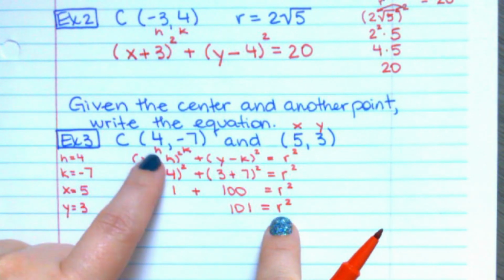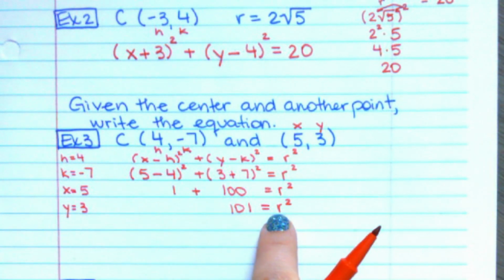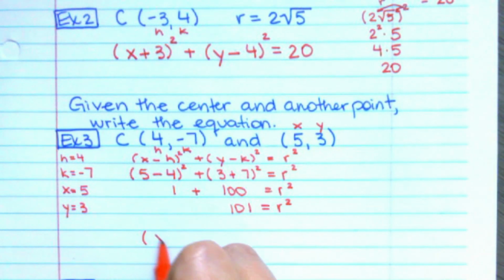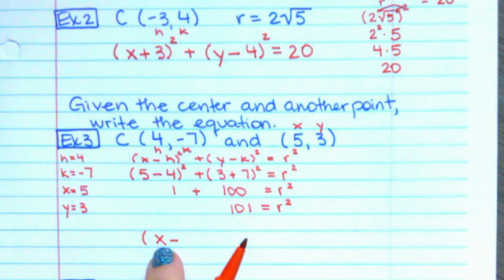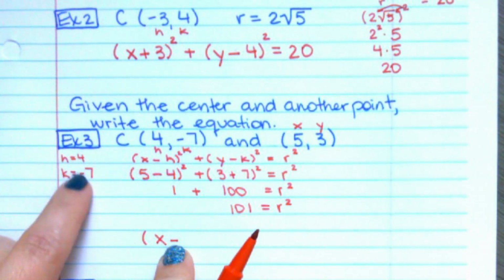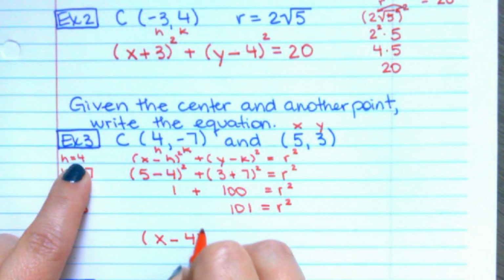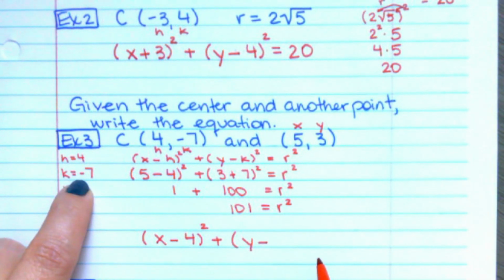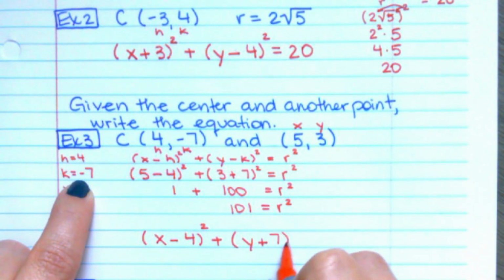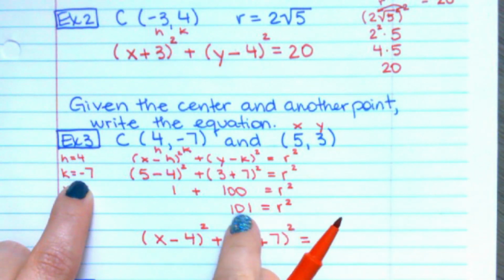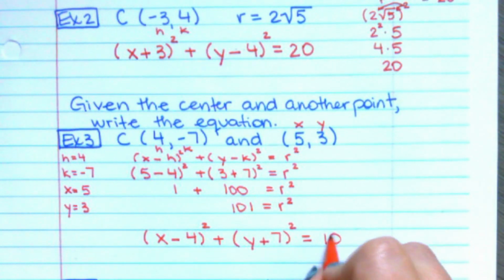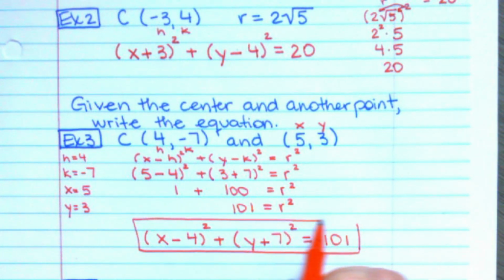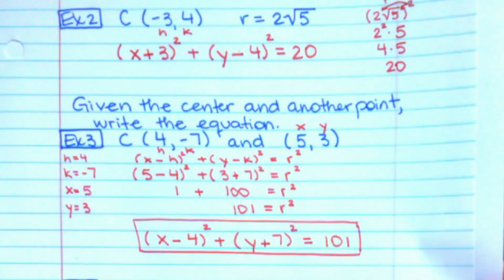Okay, now I have everything I need. I have H, K, and R squared for me to write my equation of the circle. So X minus H is 4, squared, plus Y minus K is negative 7. So plus 7 squared equals R squared, 101. Voila. That's the equation of the circle. One more.